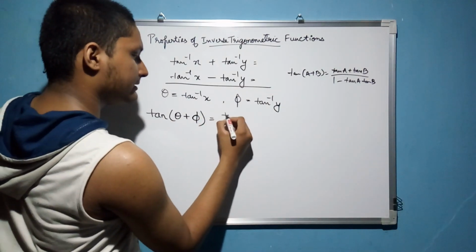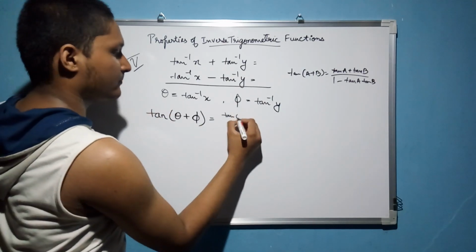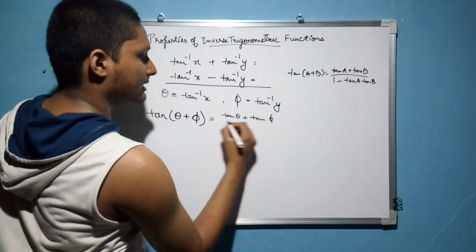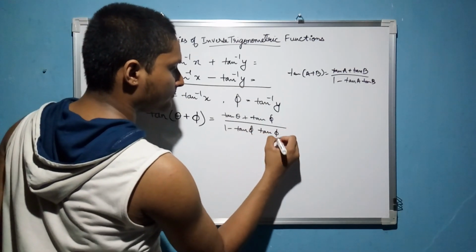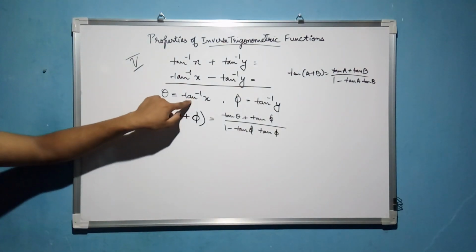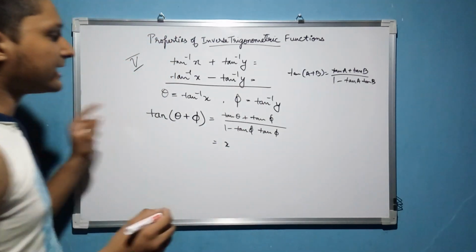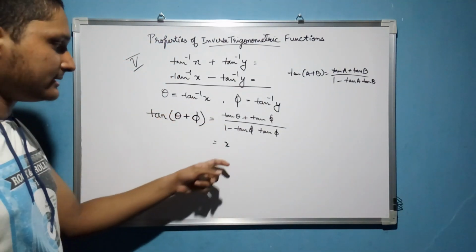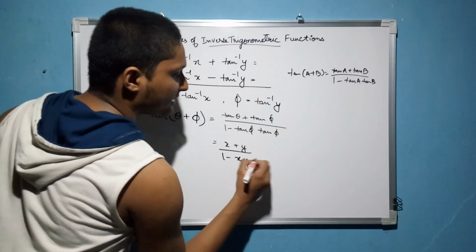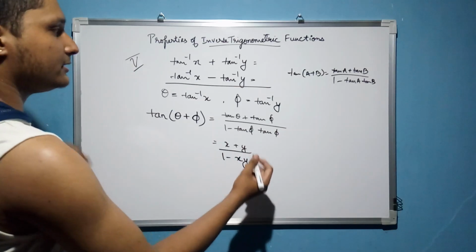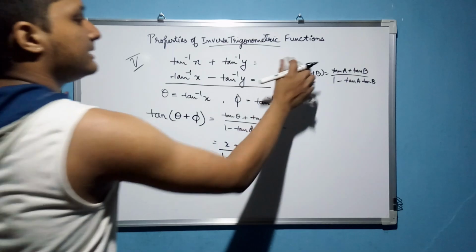So you have, tan of a is the first, that is theta, tan theta plus tan phi divided by 1 minus tan theta tan phi. If I take tan theta, it becomes x. Tan of tan inverse x, you are going to get x itself. Similarly you are going to get y, and 1 minus xy, x into y. Therefore this expression becomes x plus y divided by 1 minus xy.